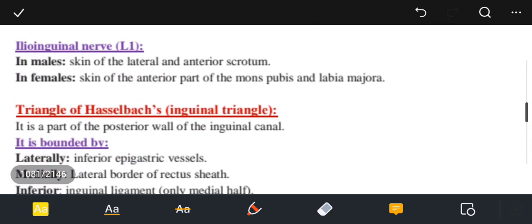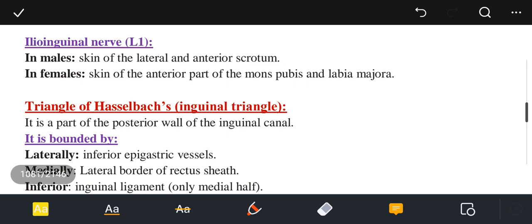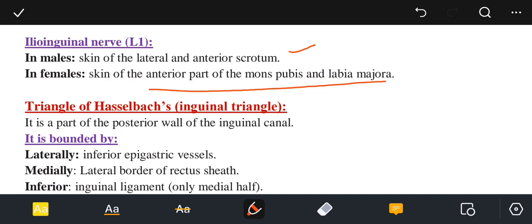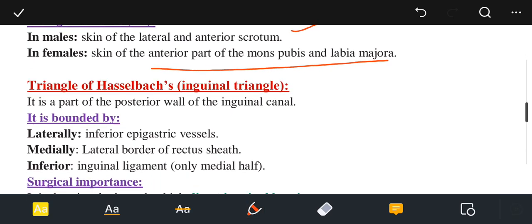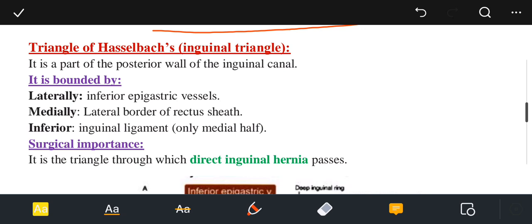Moving forward, the ilioinguinal nerve in males supplies the skin of the lateral and anterior scrotum and the conjoint tendon. In the females, it supplies the skin of the anterior part of the mons pubis, the labia majora, and the conjoint tendon. The conjoint tendon is being supplied by the ilioinguinal nerve. Never forget this point. Then we have the triangle of Hasselbalch, also called the inguinal triangle. It is a part of the posterior wall of the inguinal canal.